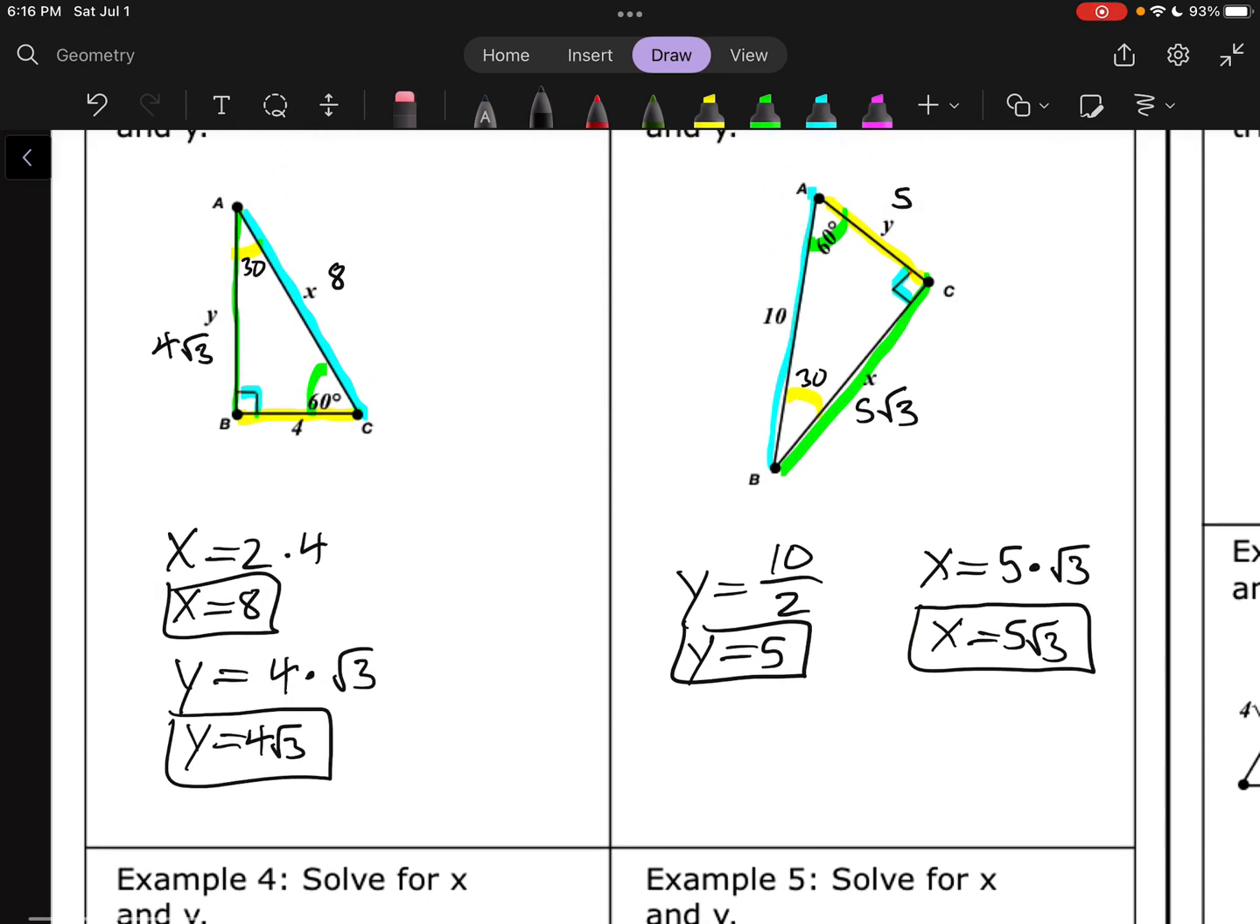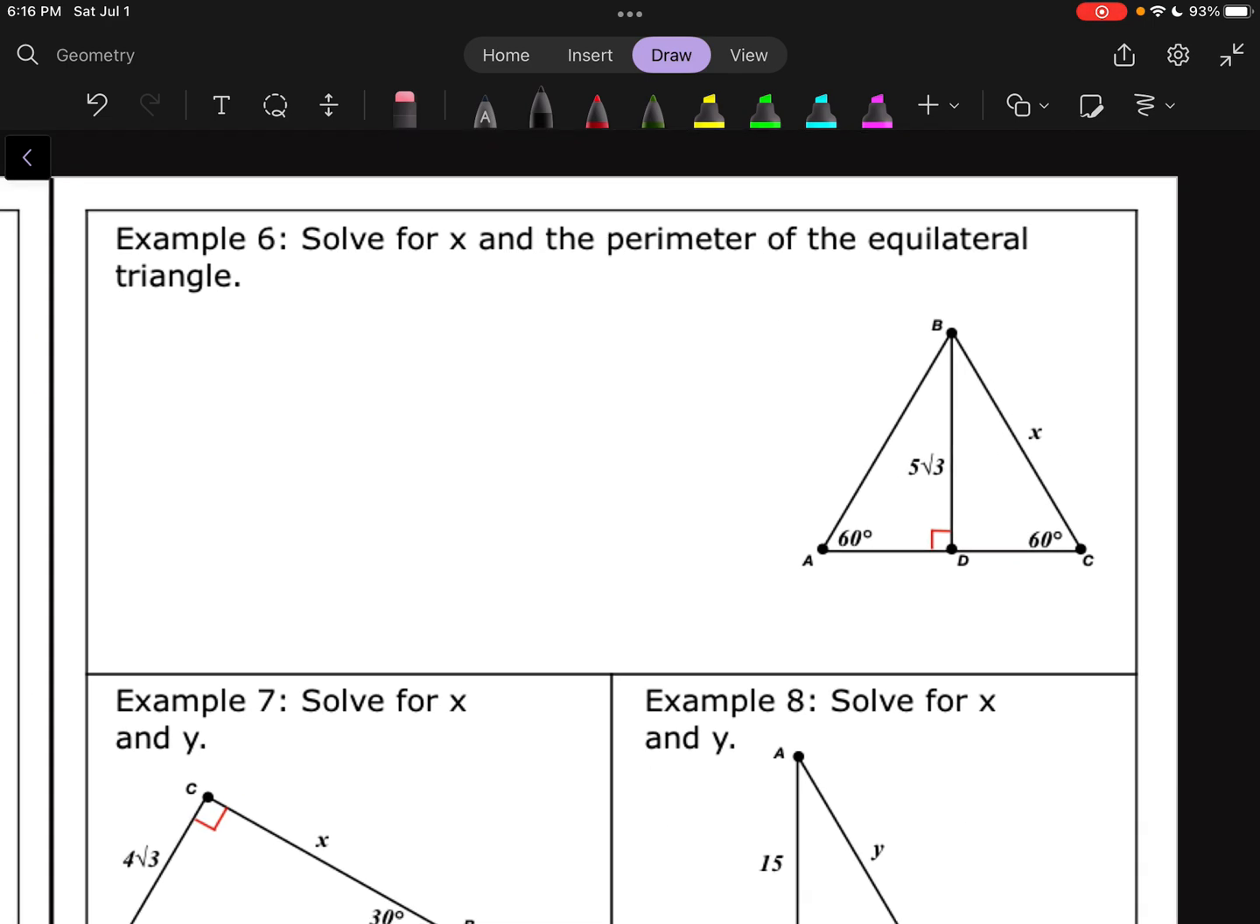Alrighty, so what do we have for example 6? This says solve for X and the perimeter of the equilateral triangle. Okay, well, if this is an equilateral triangle, remember we got ourselves a little 30, 60, 90 triangle right here, right? That's my short leg. The altitude, there's my long leg. And this would be my hypotenuse. So we know the long leg. Let me just go ahead and put a Y right there for now, just to kind of help write out my work.